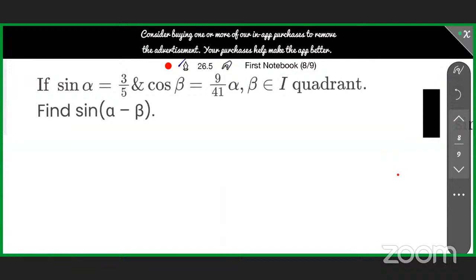So the question is: if sine alpha is equal to 3 by 5 and cos beta is equal to 9 by 41, and both alpha and beta are in the first quadrant, find sine of (alpha minus beta). So first of all, what is the formula for sine of (alpha minus beta)? Tell me the formula. Sine (alpha minus beta) is equal to sine alpha cos beta minus cos alpha sine beta. This is the formula.